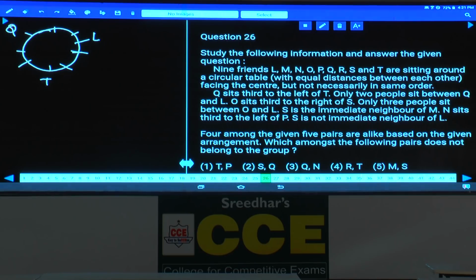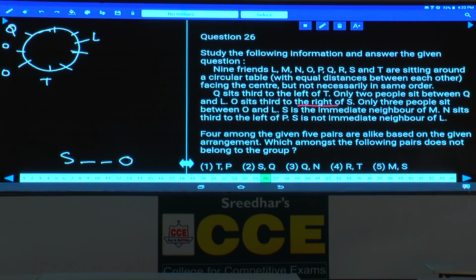Next one. O sits third to the right of S. What is this? O is seated third to the right of S, and it can be written like this. Only three people between O and L. As only three people are between O and L, O can be at the left hand side, or O can be at this place. There are two possibilities for this O. Only two people between Q and L, O sits third to the right of S.